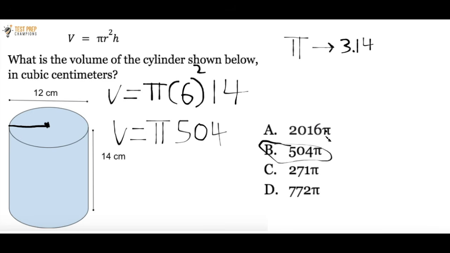So if you just see pi left in your answer choices like this, then you don't have to multiply the answer you calculated by 3.14. But if you don't see them leaving pi in the answer choice, you're going to have to take whatever number you get here, multiply that by 3.14, and you're going to be okay.